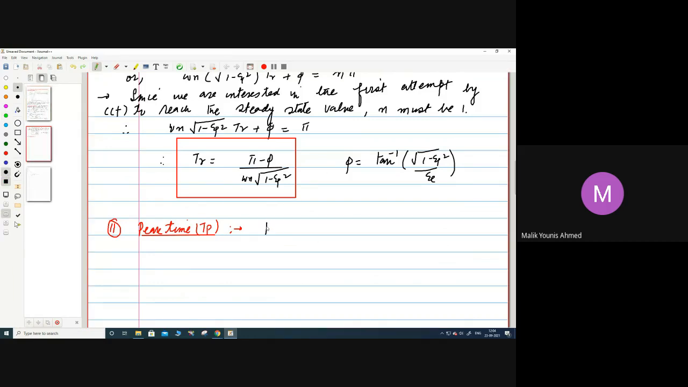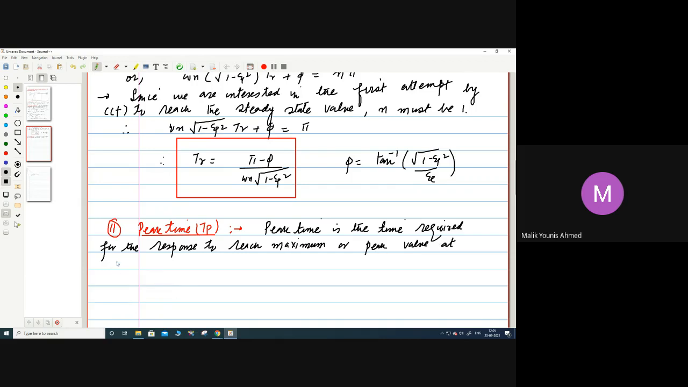Okay, now with this peak time, we will write the definition: peak time is the time required for the response to reach maximum or peak value at the very first time or very first instant. Okay, this is the peak time.